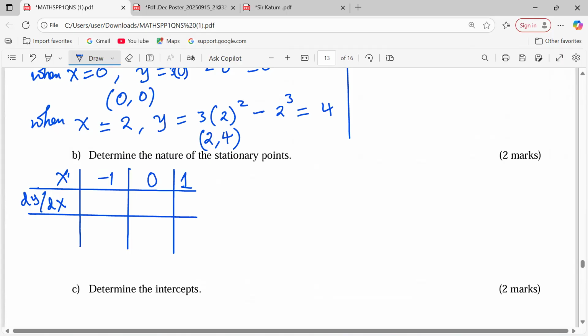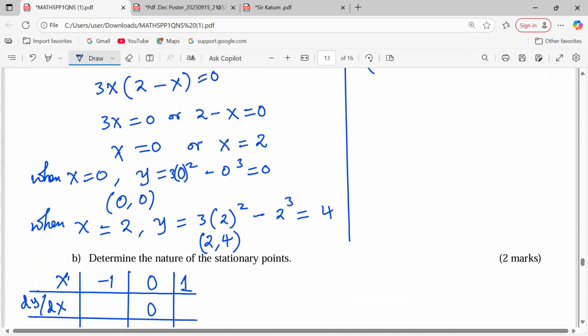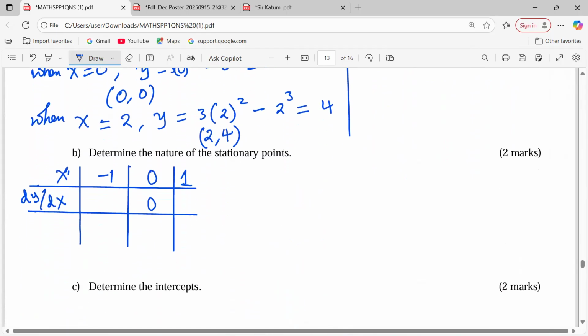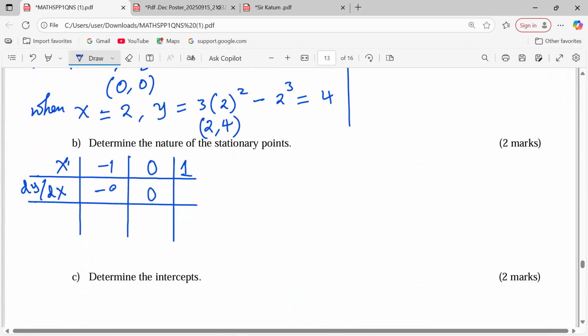At x equals 0, the gradient is also 0 because that's a turning point. What about at x equals -1? How shall the gradient be? This is the gradient function. At x equals -1, what shall be the value of the gradient? 6 into -1 minus 3 into -1 squared. This gives us exactly -9. This gives a gradient of -9.